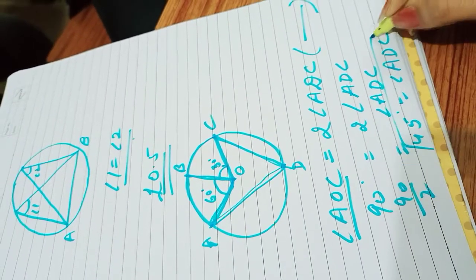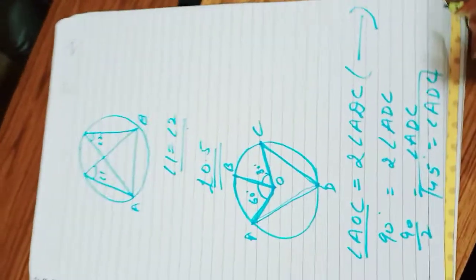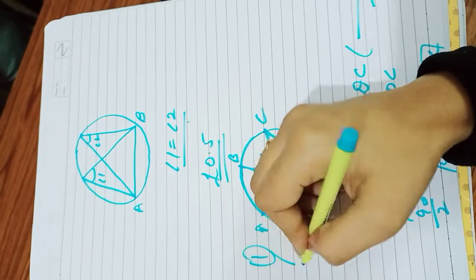That's it. Very simple. Given to prove, you have to write it. This is the basic concept of the question. This was the first question. Clear?